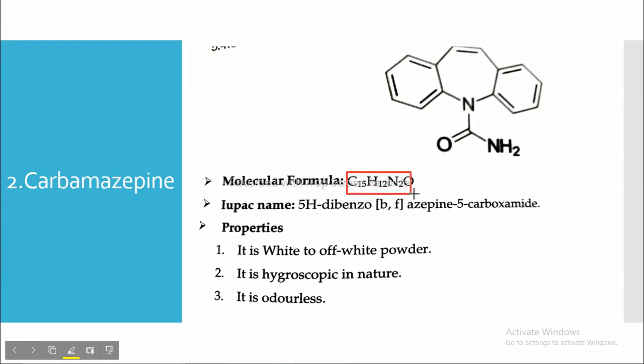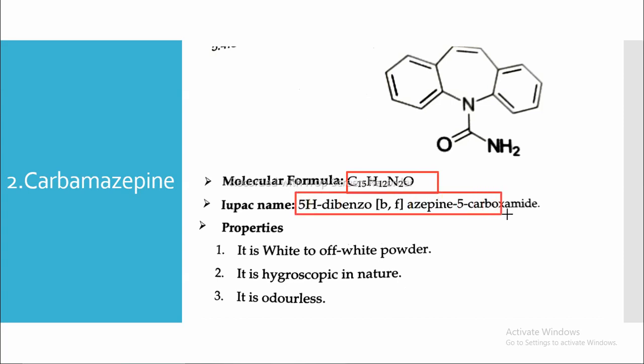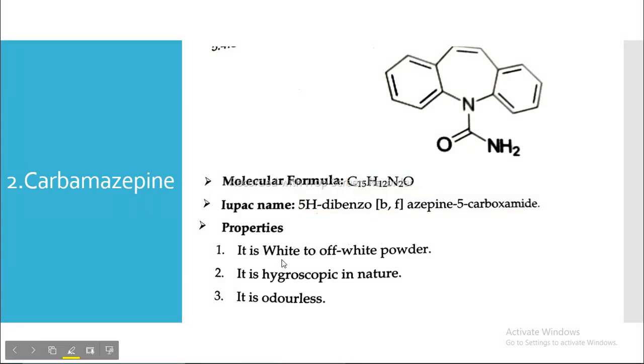So we have the molecular formula, that is C15H12N2O, and the IUPAC name is 5H-dibenzo[b,f]azepine-5-carboxamide. Next we have the properties.